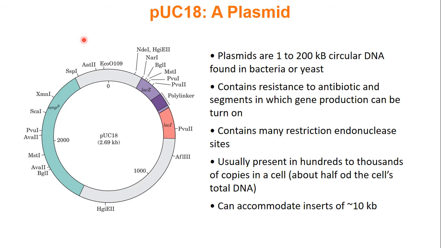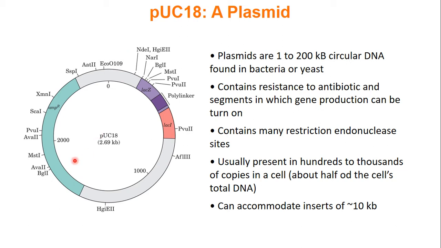So first, let's talk about a vector, or it's also called a plasmid. In general, plasmids can range anywhere from 1 to 200 kilobases, and it's circular DNA, usually found in bacteria or yeast. Now, these plasmids are what we're going to put our DNA of interest in. We're going to insert it into this plasmid. And in general, plasmids have features that are common among generally all plasmids.